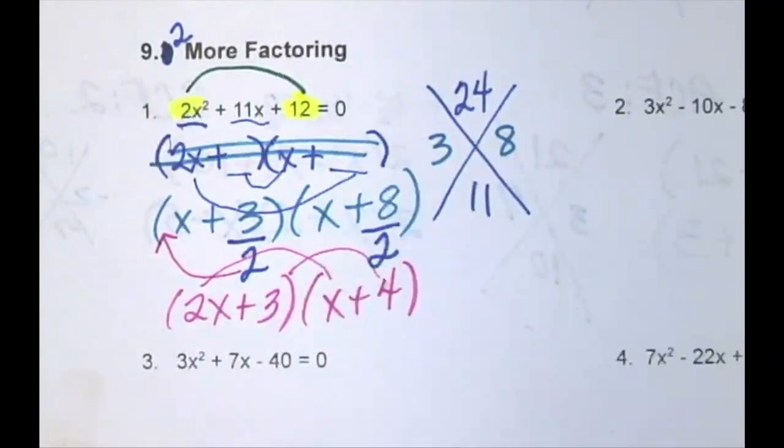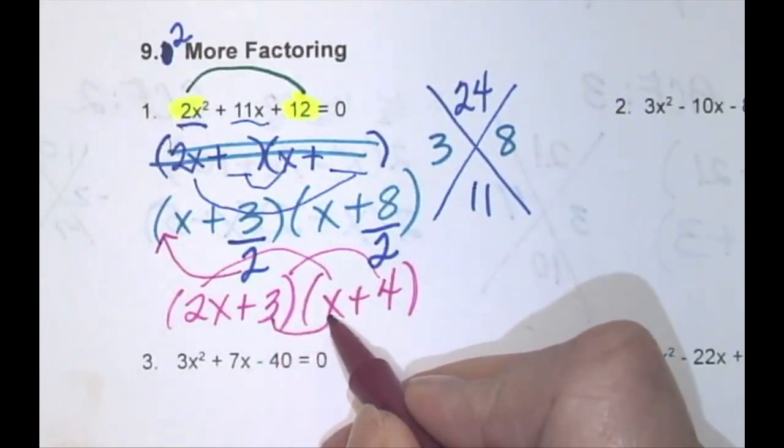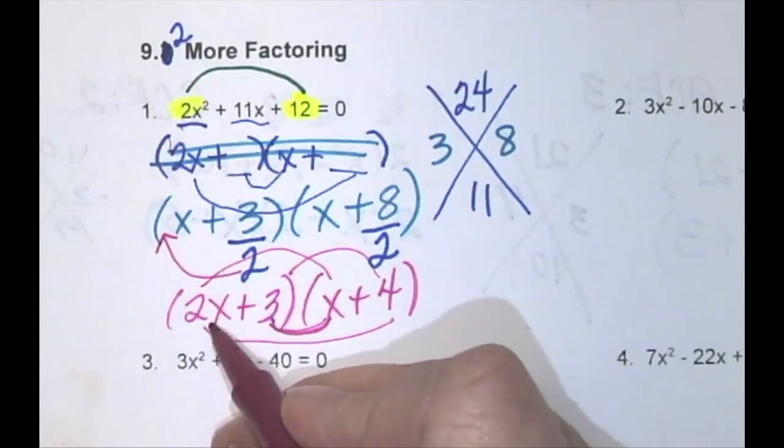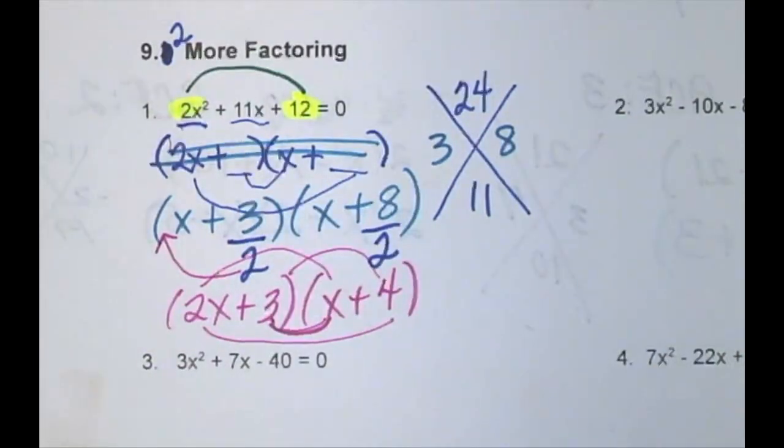If you checked it, 2x times x is 2x squared. 3 times 4 is 12. If you checked your middle terms, 3x, 8x, that does add to 11.